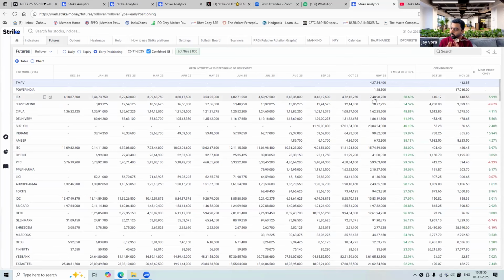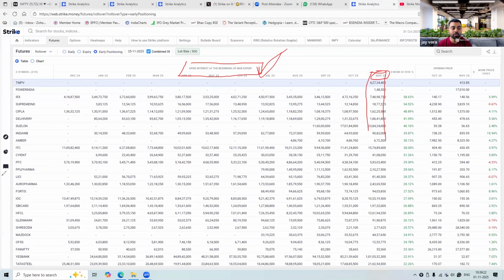That is what it means. And of course, the people who might have formed the position prior, all those things get captured over here. As you can see at the top, it says open interest at the beginning of new expiry, which means now we are going into a November expiry. So at the start of November expiry, what is the open interest? That is what you will be able to see in this screen.